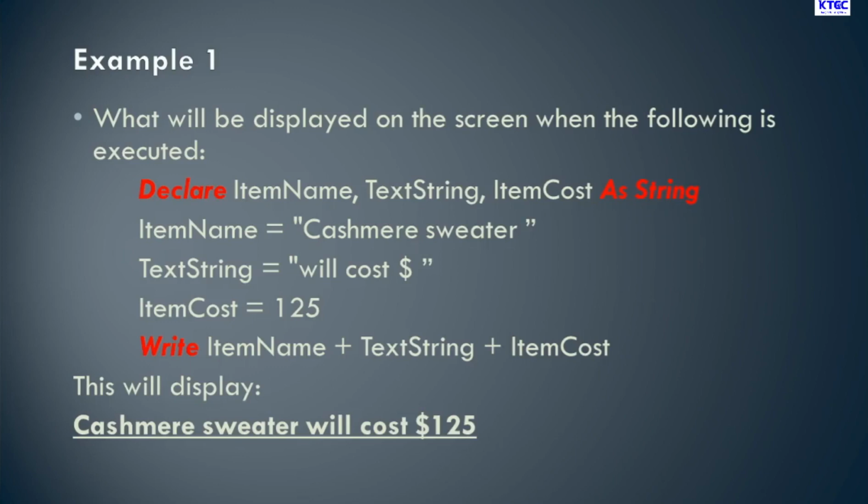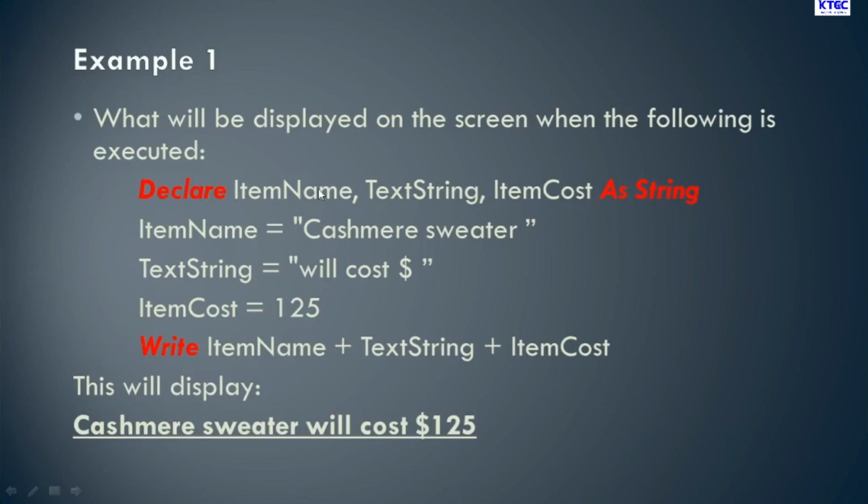Now, we are going to write a simple program and see how it's going to be displayed when you concatenate. Now, we are declaring items. Anytime I want to declare variables in pseudocode, pseudocode is just like a false code, right? We use the keyword declare. We will get there very soon. That will be the next lesson, lesson 4. We use the keyword declare, say declare item name, comma, text string, comma, and then item cost as strings.